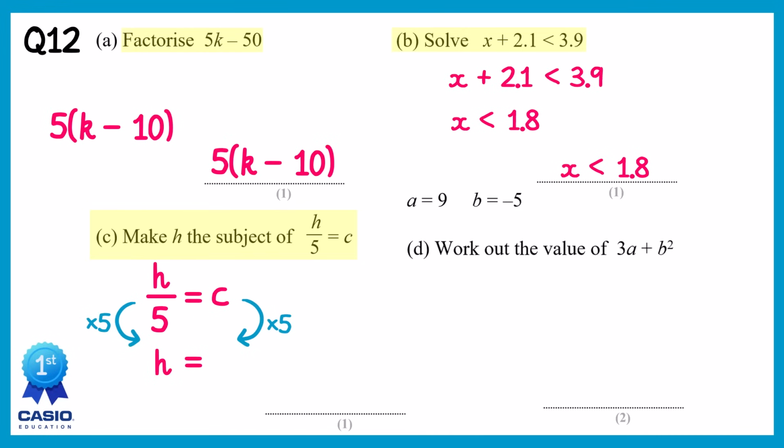On the right side we need to multiply c by 5, which is 5c. So h is equal to 5c, and that's the answer to the question.